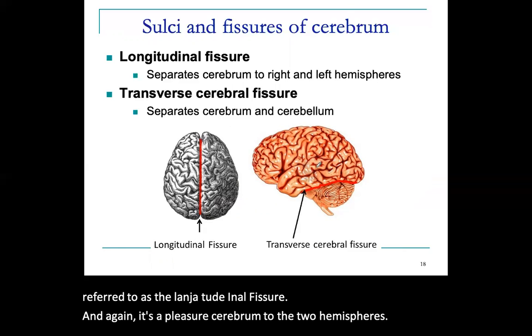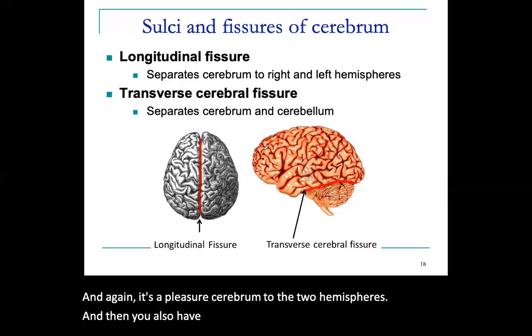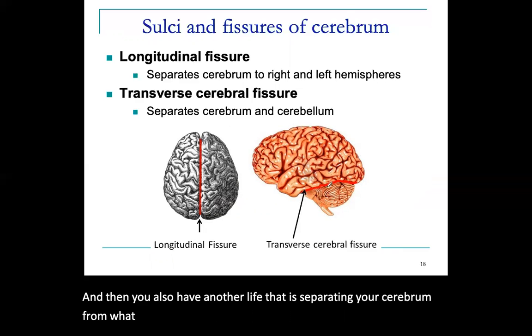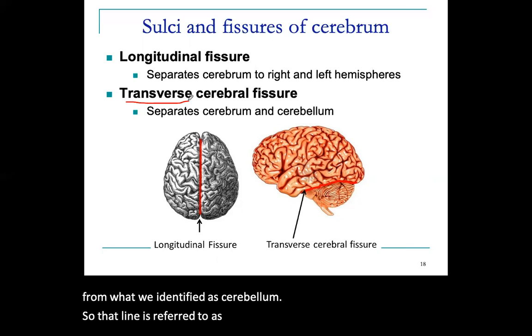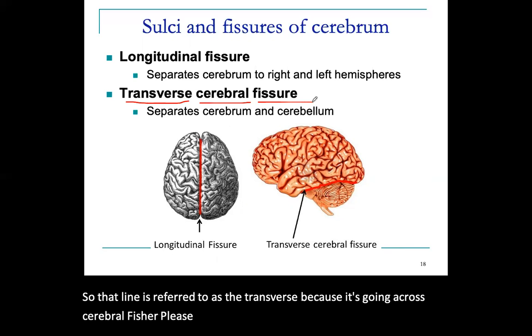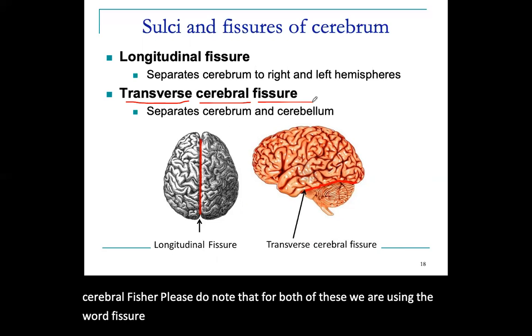And then you also have another line that is separating your cerebrum from what we identified as the cerebellum. That line is referred to as the transverse cerebral fissure, because it's going across. Please do note that for both of these, we are using the word fissure because these are deep sulci. They're not superficial.